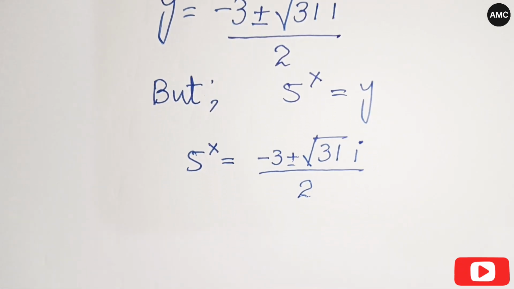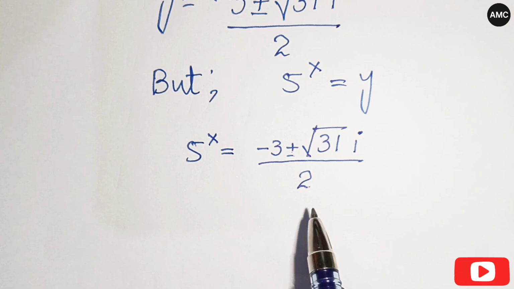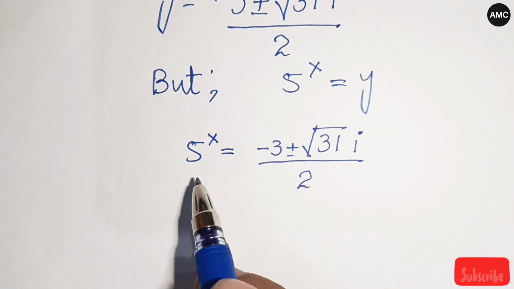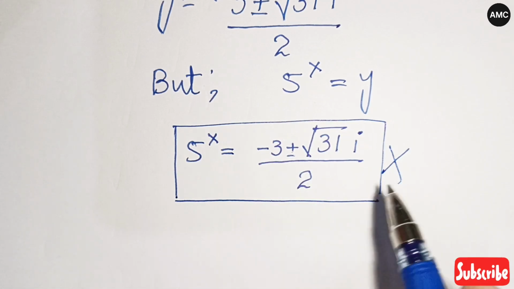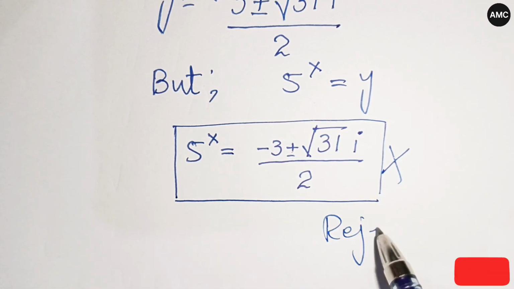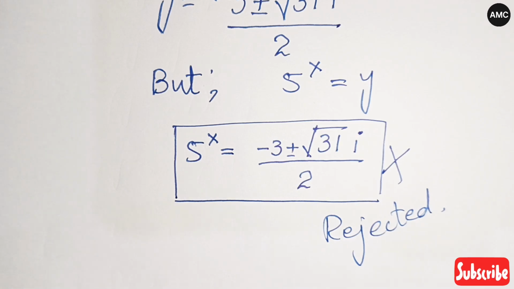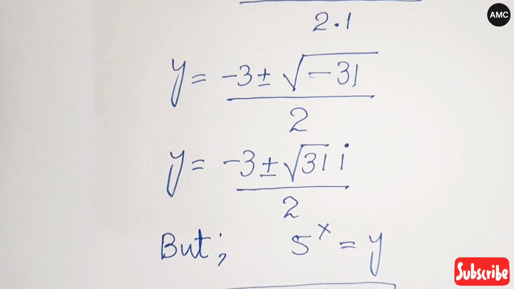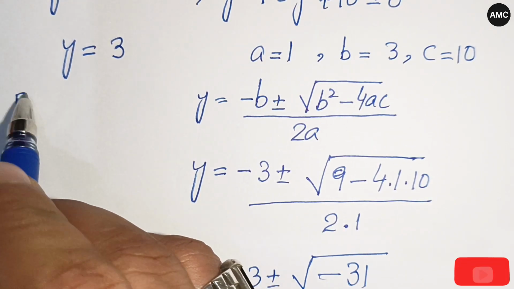Here we see that the value of x is not possible, so solution not possible. Now we are going to reject this value. It is rejected, because we cannot find the value of x here. Now we have y is equal to 3. It is our first solution, y is equal to 3.